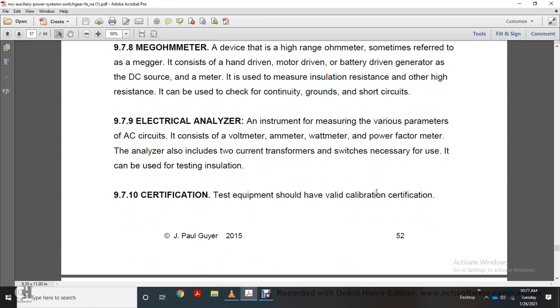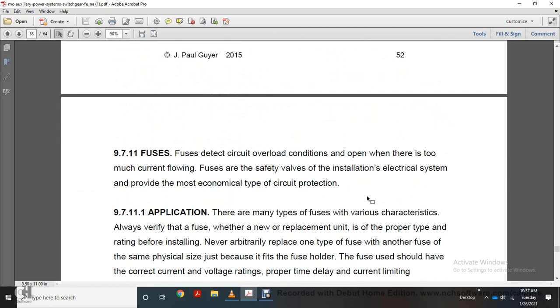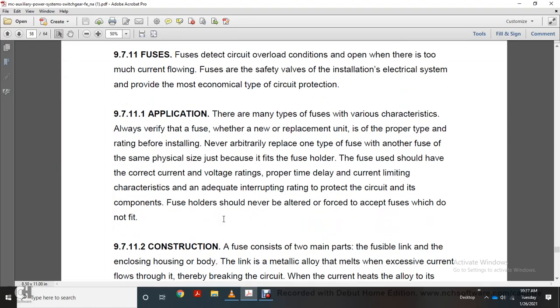Certification. Test equipment should have a valid calibration certification. Fuses detect circuit overload conditions and open when there is too much current flowing. Fuses are safety valves. Installed in electrical equipment, they provide the most economical type of circuit protection.